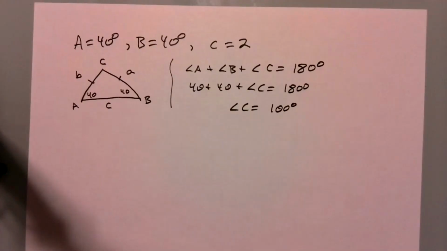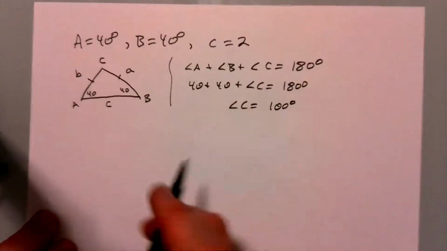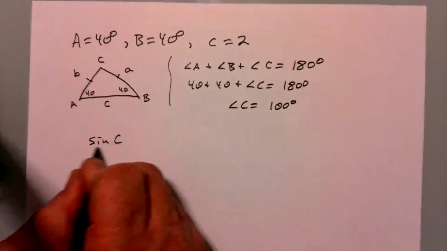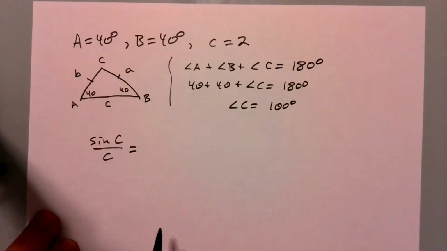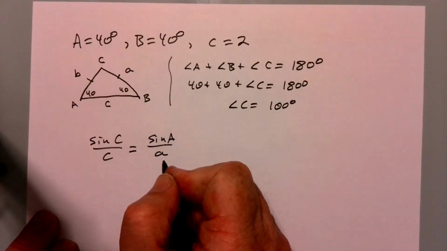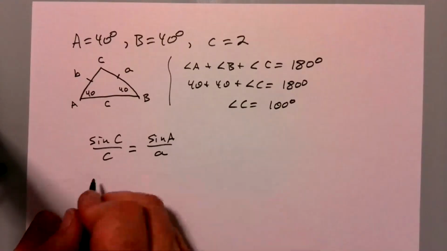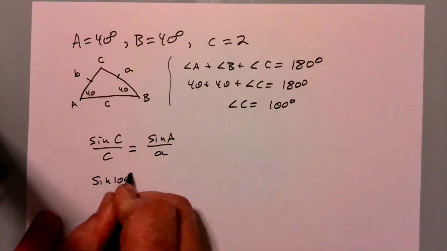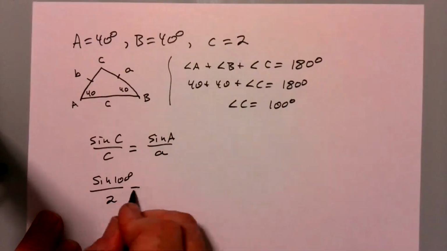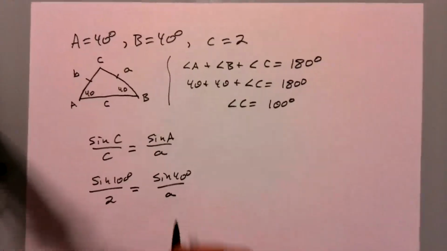And I've just got to go ahead and find what? I've got to find a and b, but it's an isosceles triangle, so I know a and b will be the same. But I have to work off of C. You'll see I know little c and I know angle C. So I'll start with sine C over c would equal sine A over a or sine B over b. Let's say that. Sine C over c is sine A over a. Sine 100 degrees over c, which is 2, is sine 40 degrees over a.